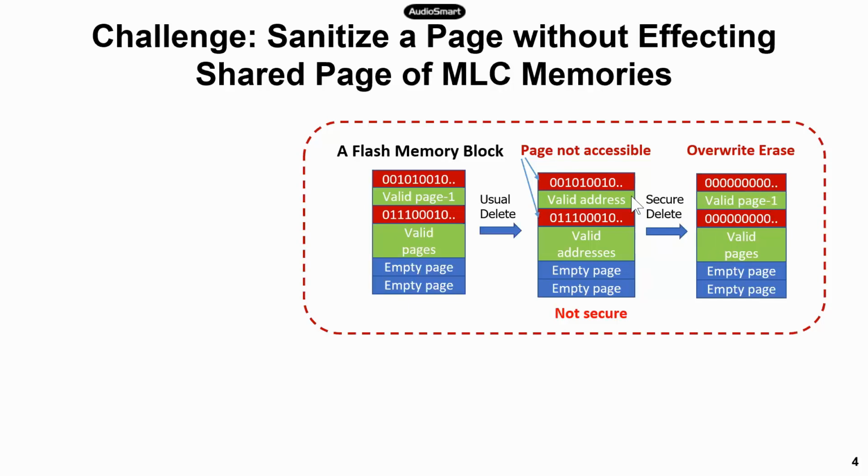So you overwrite your current data with an all zero data pattern. That is the better way to go about data sanitization.